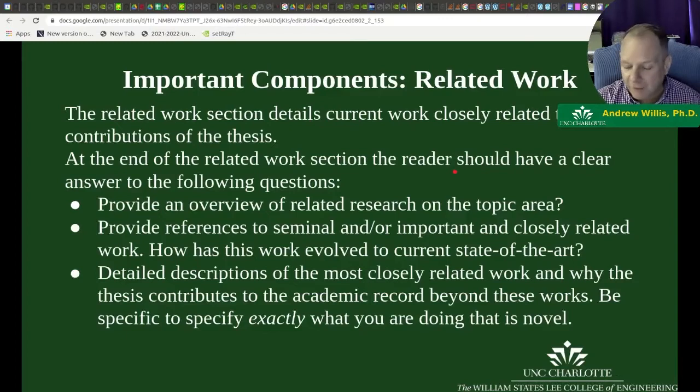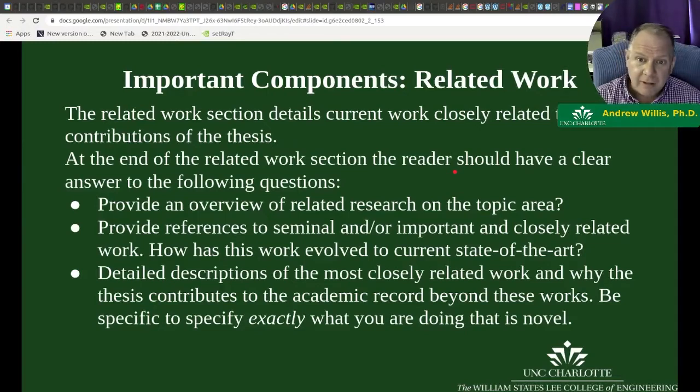So I often see a thesis as five really important components. The first one being the introduction. The second one is related work. Here you provide evidence of your expertise of the work that relates to your thesis area, and you do that by listing everything that's been done and that's closely related.